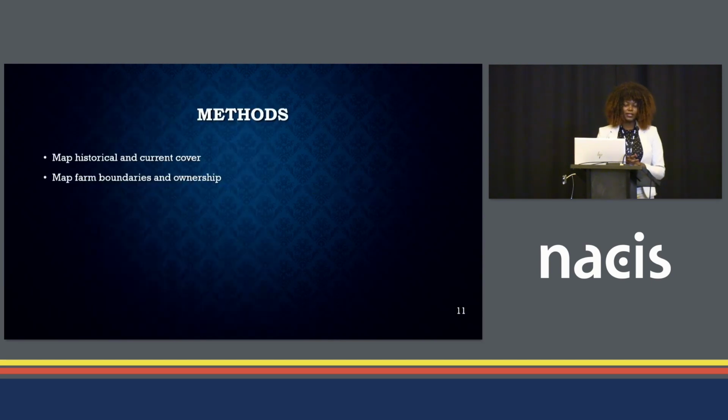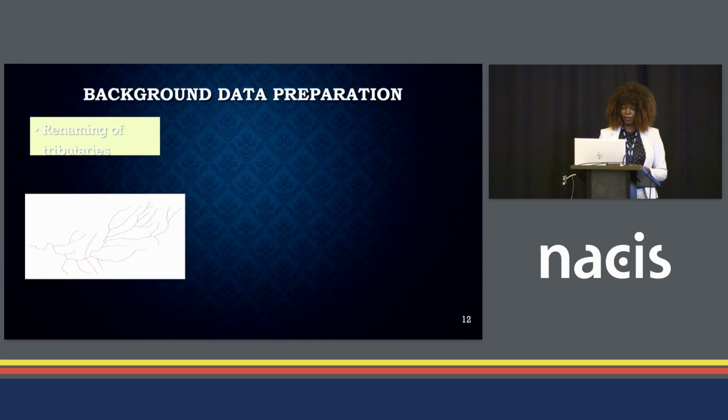So what we did here was basically to map the land cover pre- and post-European settlement in this region, and also to extract the land ownership information. The reason that was important was because we now have issues of farm consolidation, and how that is affecting the family farms within the region.